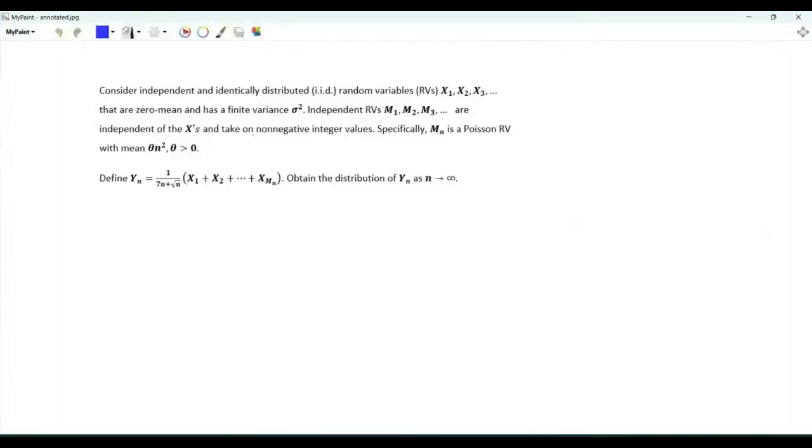Bismillah ar-Rahman ar-Rahim. We have a sequence of zero mean i.i.d. random variables. Each one has a finite variance of sigma squared. We have another sequence of random variables, M₁, M₂, M₃, and so on. These random variables are independent of each other. They are also independent of the X random variables. These random variables are discrete.